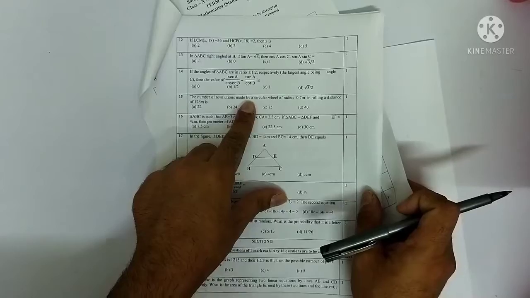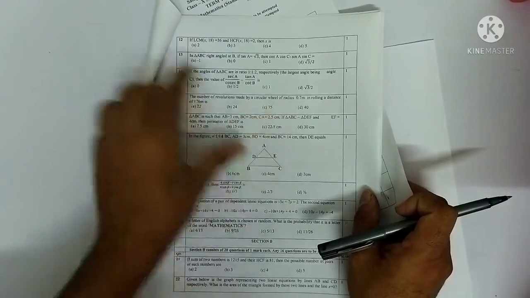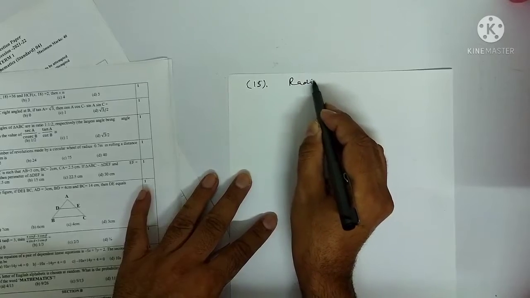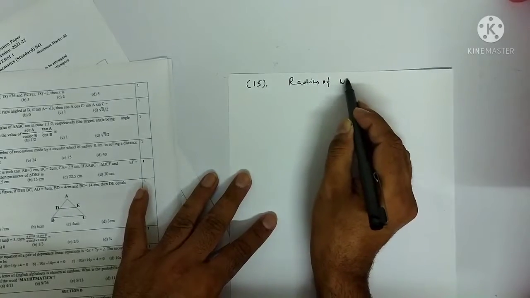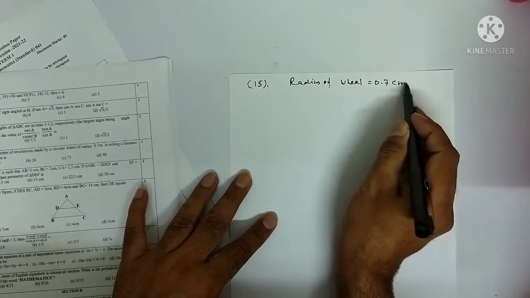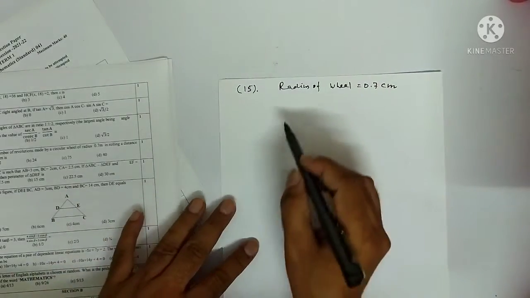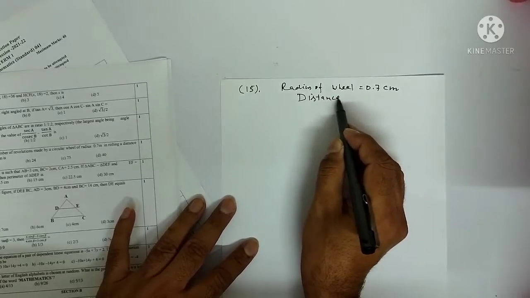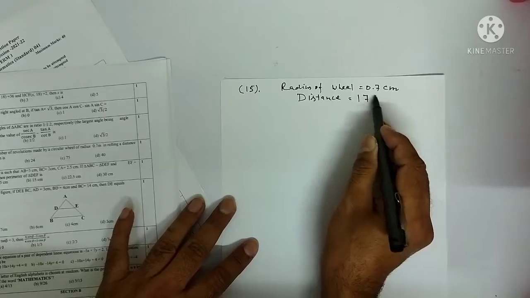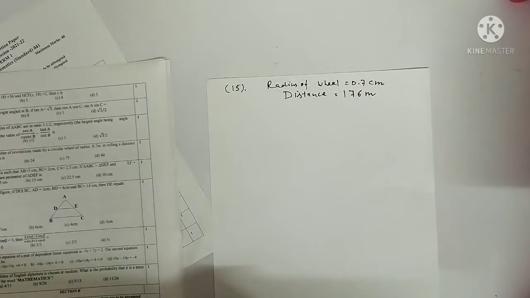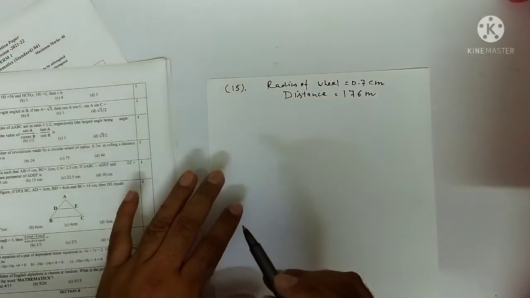The number of revolutions made by a circular wheel of radius 0.7 centimeter. So I have written here, radius of wheel is 0.7 centimeter. In rolling, the total distance which it has rolled through is equal to 176 meter. So we need to find the number of revolutions. So how will the number of revolutions be found?